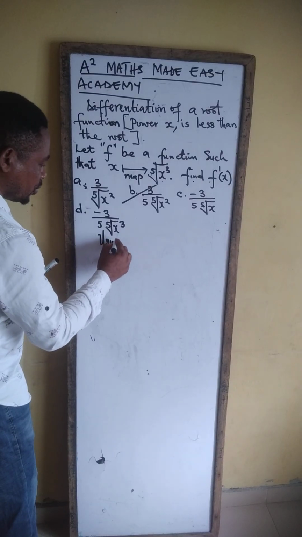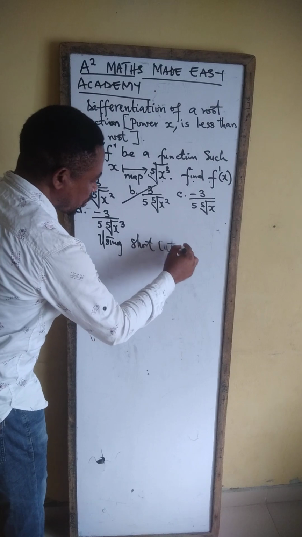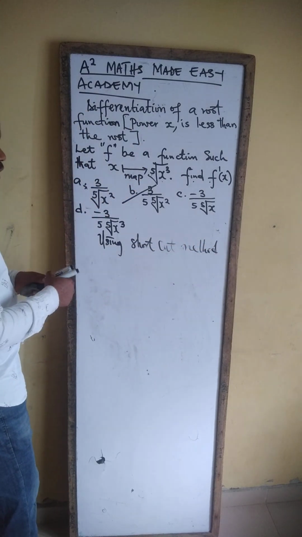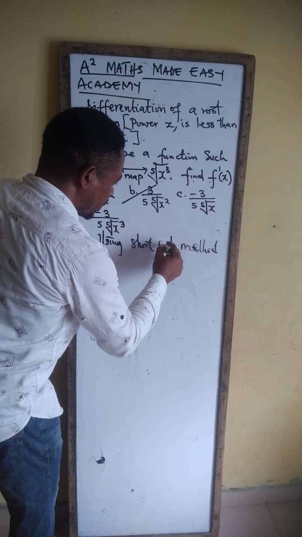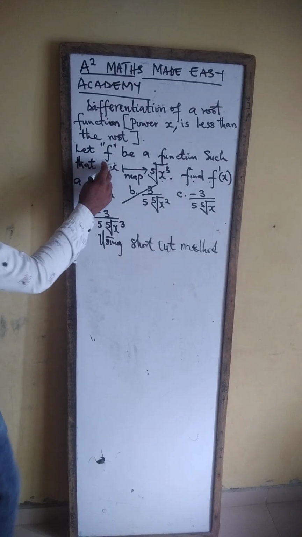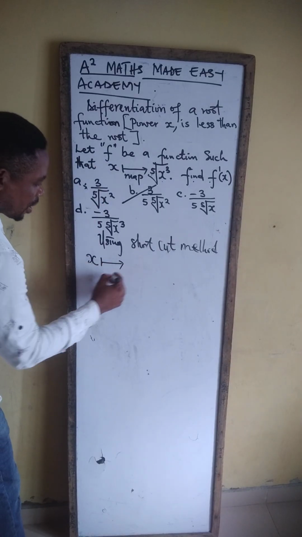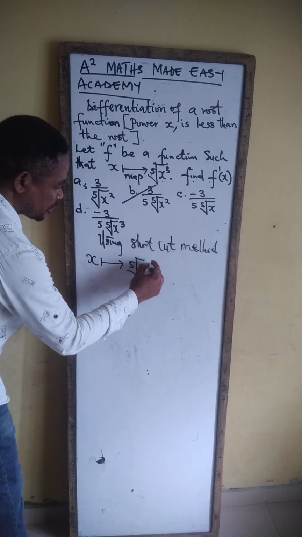So I will now say using what we call the shortcut method to solve this very particular problem. Now watch. What is the nature of the question? The question is that x maps to fifth root of x raised to the power of what?